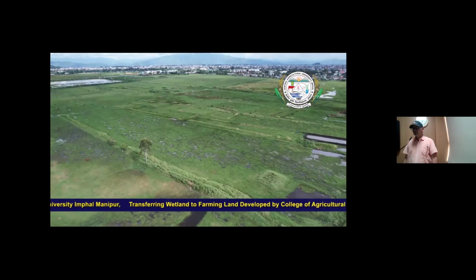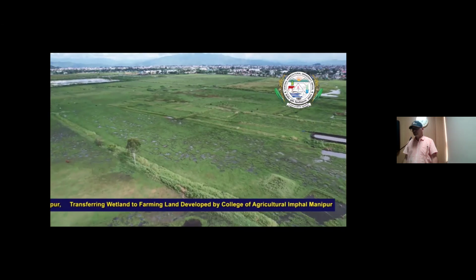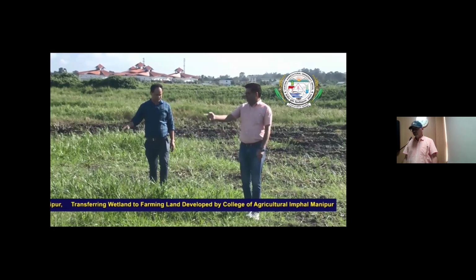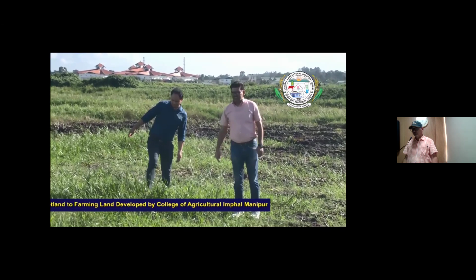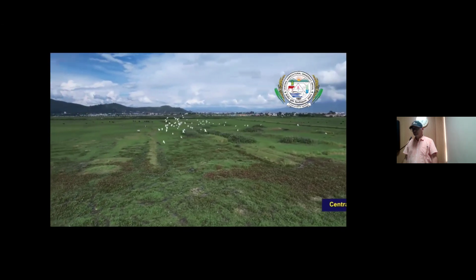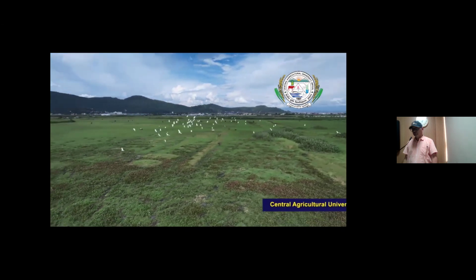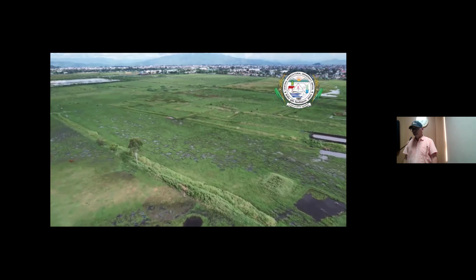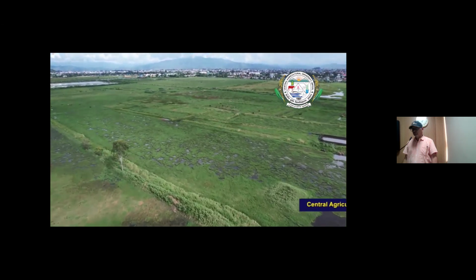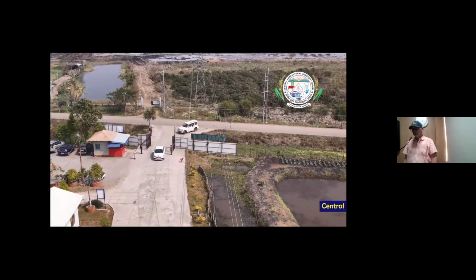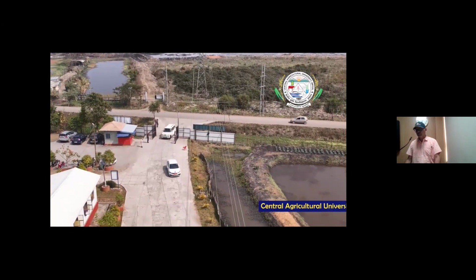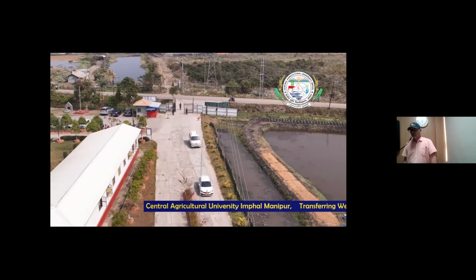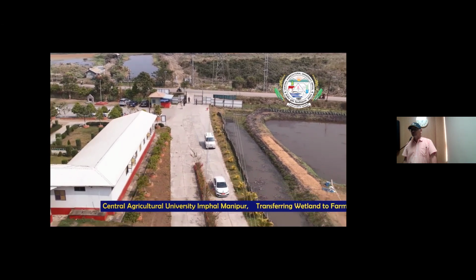In alignment with Honorable Prime Minister Narendra Modi's Atmanirbhar Bharat, Central Agricultural University's present Vice Chancellor, Dr. Anupam Mishra, envisioned the conversion of the 15-hectare wetland area of Lamphelpat, which is under CAU, into farmland for the welfare of the local people. The central farm of the university, located at Lamphelpat, is developed in approximately 15 hectares out of the previously low-lying marshy lands which were left unused.